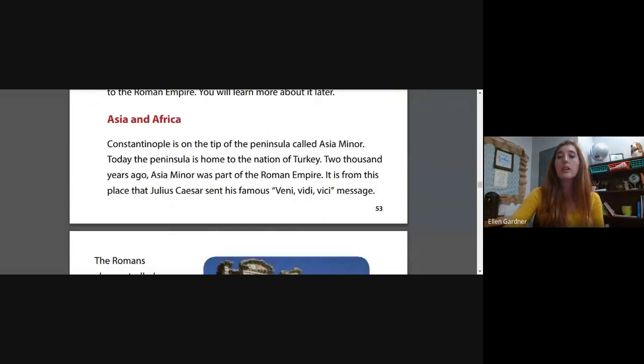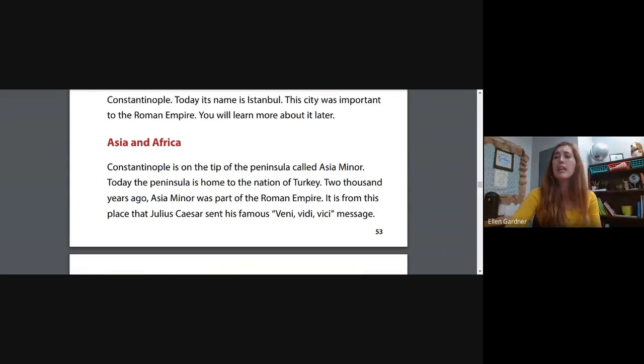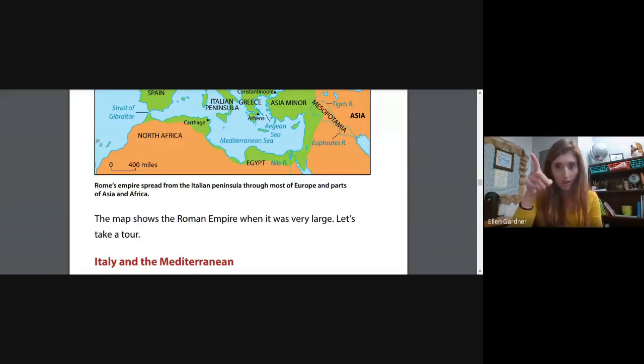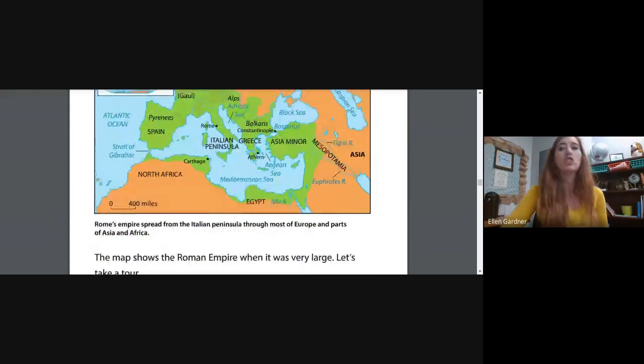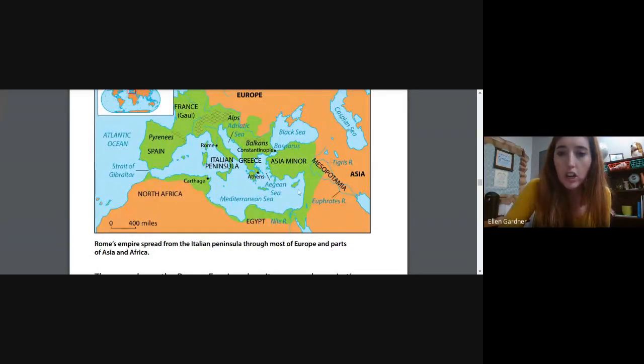Now, Constantinople is on the tip of the peninsula called Asia Minor. Today, the peninsula is home to the nation of Turkey. 2,000 years ago, Asia Minor was part of the Roman Empire. It is from this place that Julius Caesar sent his famous Veni Vidi Vici message. Do you remember what that means in English? I came, I saw, I conquered. Veni Vidi Vici.